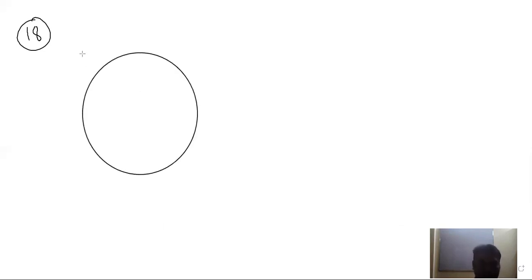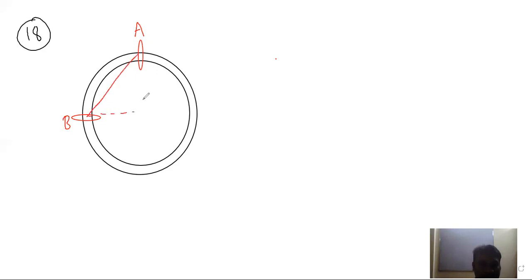In question number 18, we have objects A and B. So we have two rings here, slightly concentric circles. In this case, we have a ring. Let us show it in red color. One ring here, like this, and another ring here, like this. So this is ring A and this is ring B. And we are given this angle. The angle here is 45 degrees.